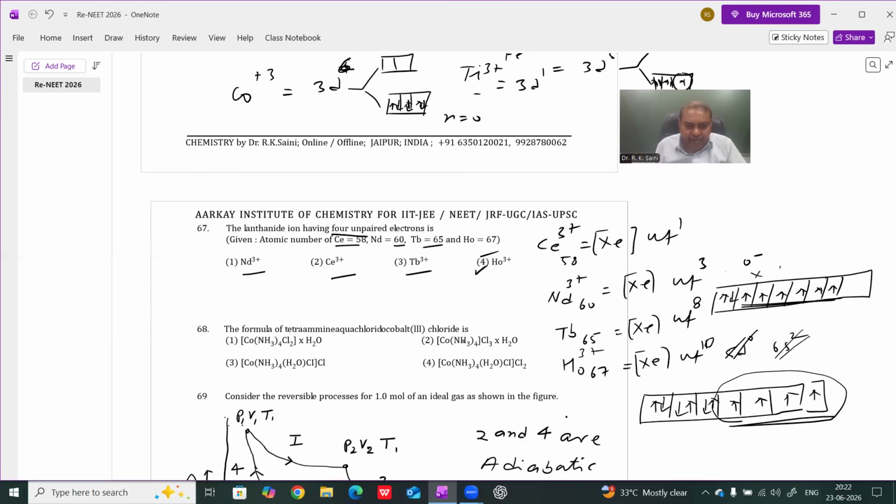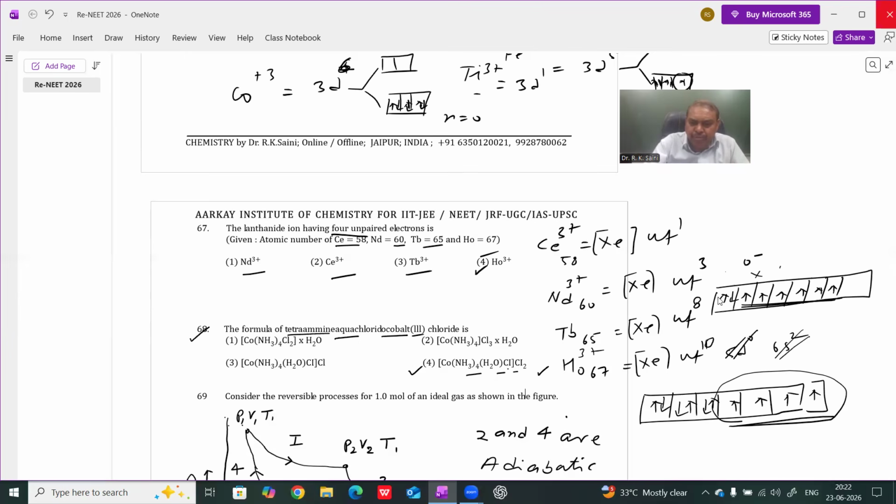Question next. Also taken from coordination compound. Simple IUPAC name. Tetraammine aqua chlorido. 4 ammine, aqua and chlorido are ligands. Only 4th option, and oxidation state is 3rd, 1 chlorine inside the coordination sphere and 2 chlorines outside the coordination sphere. And 4.